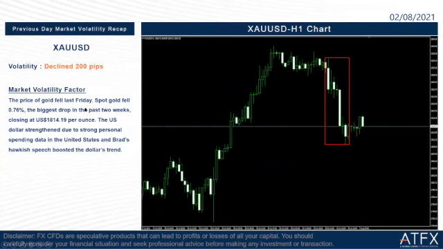The next part is the recap on market volatility last Friday. The market volatility declined more than 200 pips. So we read here what happened last Friday. The price of gold fell. Spot gold fell 0.76%, the biggest drop in the past 2 weeks, closing at $1814.19 per ounce. The US dollar strengthened due to the strong personal spending data in the United States, and Brett's hawkish speech boosted the dollar's trend. That's the reason why gold fell last Friday.